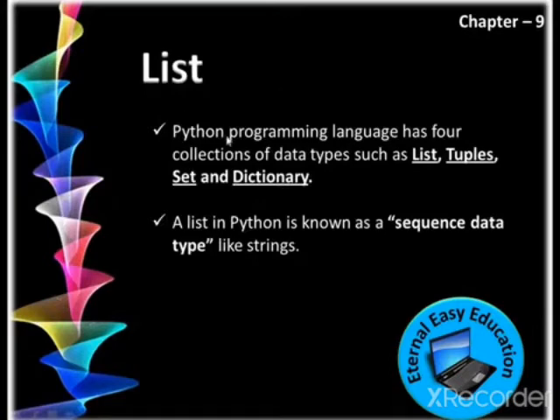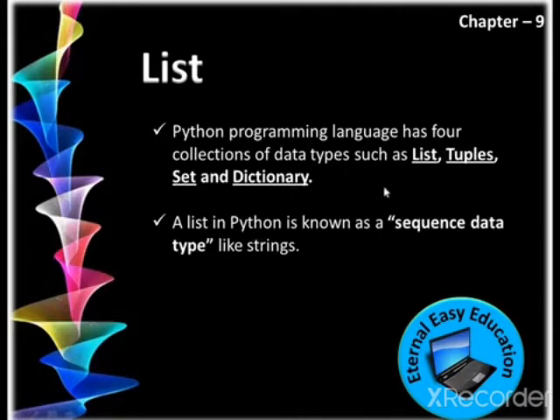What is a list? Python programming language has 4 collections of data types such as list, tuples, set and dictionary. So I hope you remember what is data type. Data type represents the type of the data. So a Python program is able to handle many types of data. As we know already, it can be an integer, float or string. Likewise, Python is introducing 4 types: list, tuples, set and dictionary.